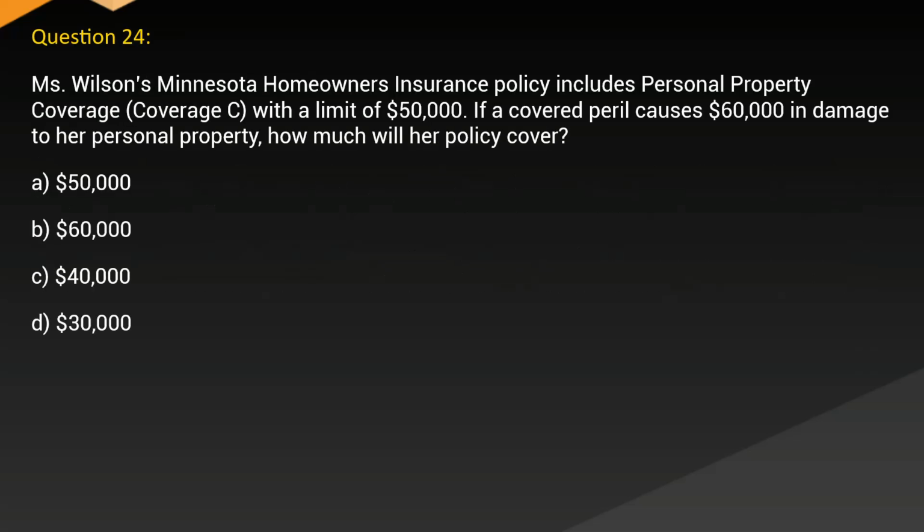Question 24. Ms. Wilson's Minnesota homeowners insurance policy includes personal property coverage, Coverage C, with a limit of $50,000. If a covered peril causes $60,000 in damage to her personal property, how much will her policy cover? A. $50,000. B. $60,000. C. $40,000. D. $30,000.